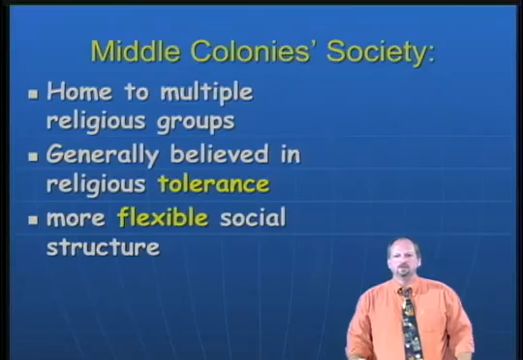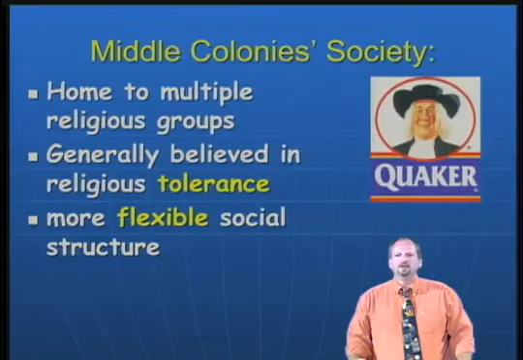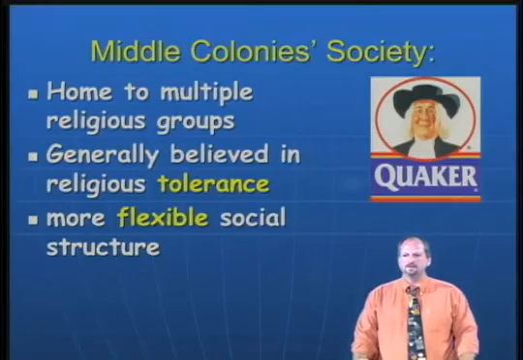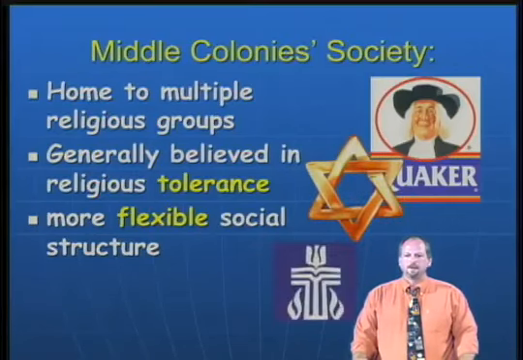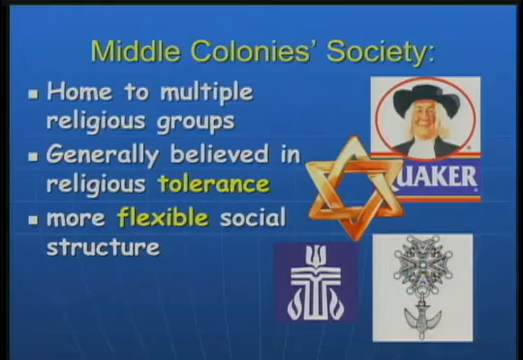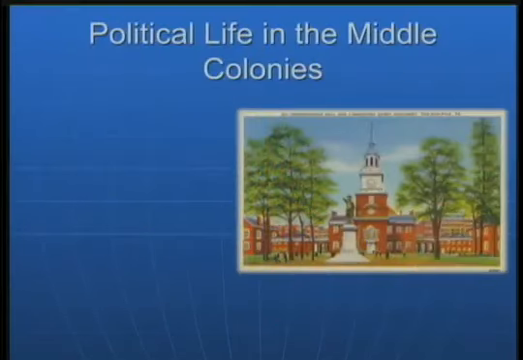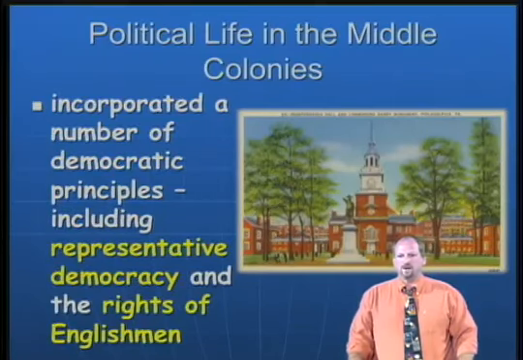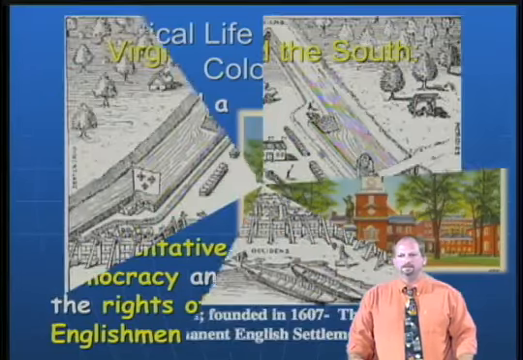Home to multiple religious groups, they generally believed in religious tolerance. Therefore, they had a more flexible social structure. They included different types of religions, such as the Quakers, Jews, Presbyterians, and the Huguenots. All could find home in the Middle Colonies. When it came to political life in the Middle Colonies, they incorporated a number of democratic principles, including representative democracy and also an insistence on the rights of Englishmen.